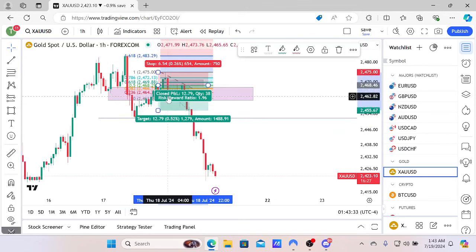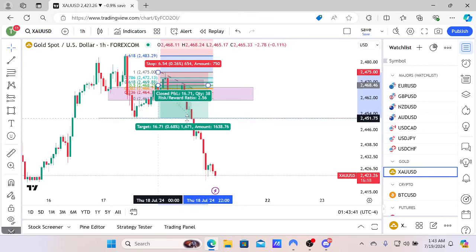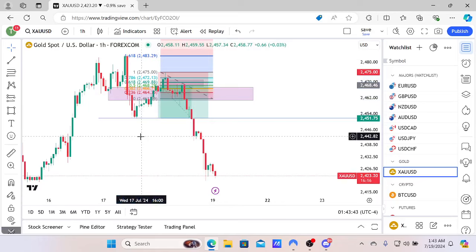The elephant has jumped in the pool, right? Which is something that ICT says a lot. Big money, smart money, whatever you want to call them, they showed their hands. And then you target that low down there, 2.56. See? Just like that. That's how you get good risk reward.